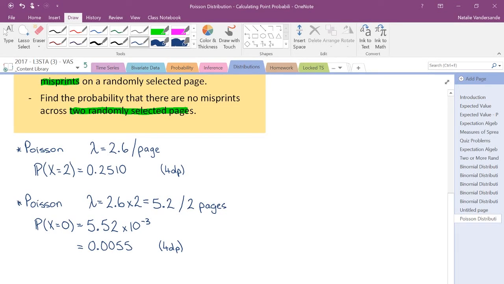So there we have two different examples for calculating point probabilities using the Poisson distribution. Do be careful about that lambda and making sure the number you use matches the interval that's stated in the question. So our first one was about 1 page, so we used 2.6. The second question was across 2 pages, so we multiplied 2.6 by 2 and used 5.2 as our lambda.